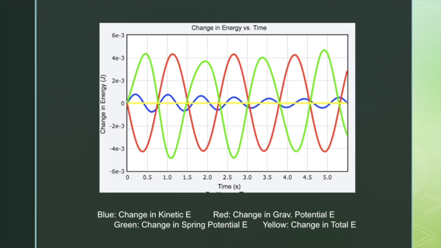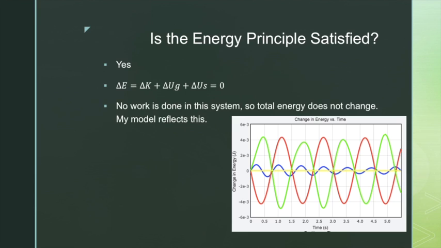Here's a plot of energy change versus time. Notice that although the changes of all energies oscillate, the total change in energy at each point in the plot is zero. Do these findings satisfy the energy principle? Absolutely. The energy principle posits that the total change in energy is equal to the total change in each energy present in the system. Because no work is done on this system, total energy change should be zero, and according to my data, the system energy does not change at all over the course of the experiment.